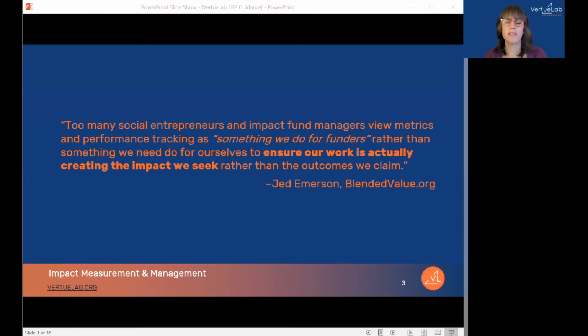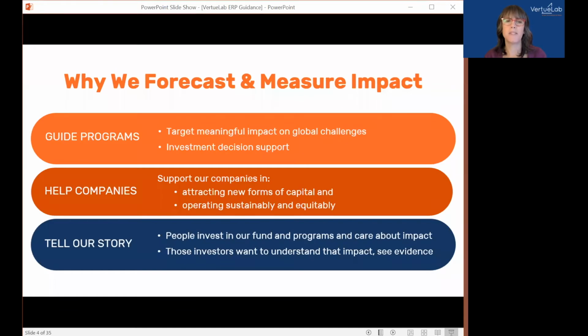As a nonprofit investor, VertueLab seeks to have impact. We plan for and measure for that impact to ensure that we have the information that we need to guide our decision-making, to support our companies in their success and in their impact, and ultimately to ensure that those who have supported our work can see the impact that they have had through us.